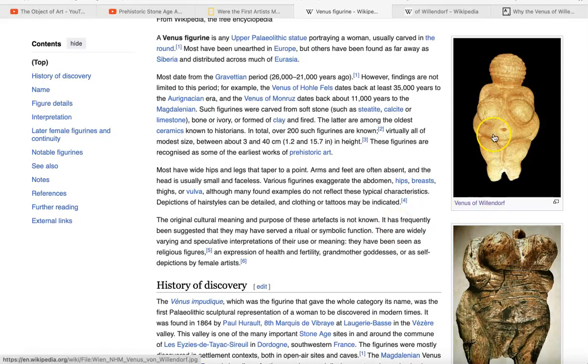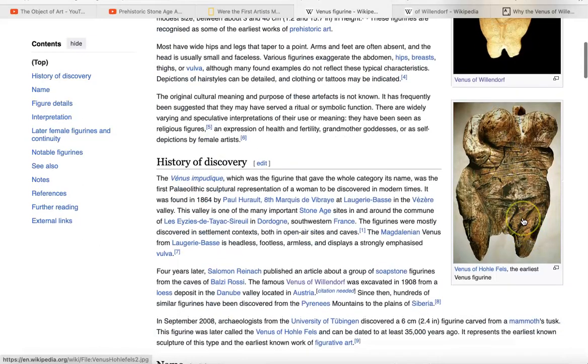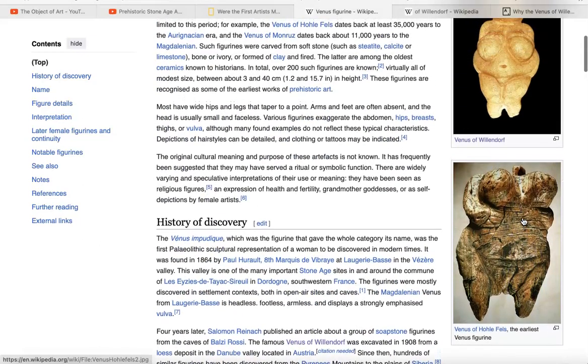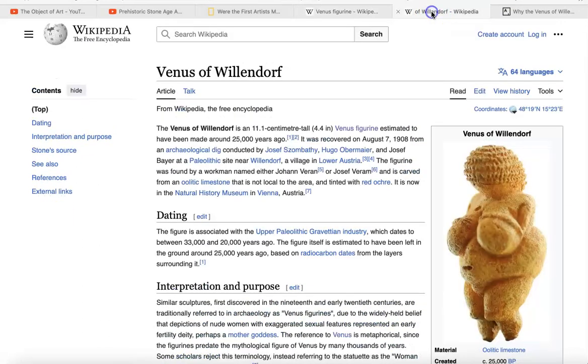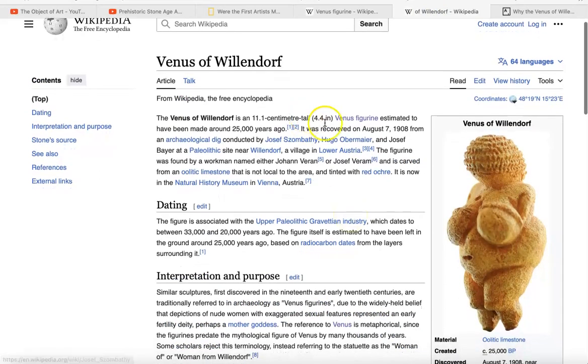We have here the Venus of Willendorf. We have here the Venus of Hohlefels. Oh, good heavens. Now, the Venus of Willendorf is kind of the most famous one, and she has her own Wikipedia page. She's 4.4 inches tall, not huge, keychain sized, estimated to have been made around 25,000 years ago.